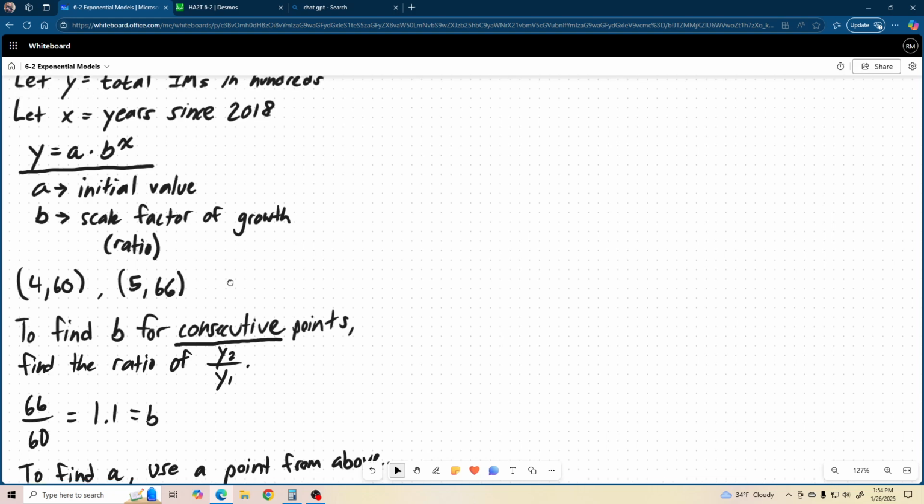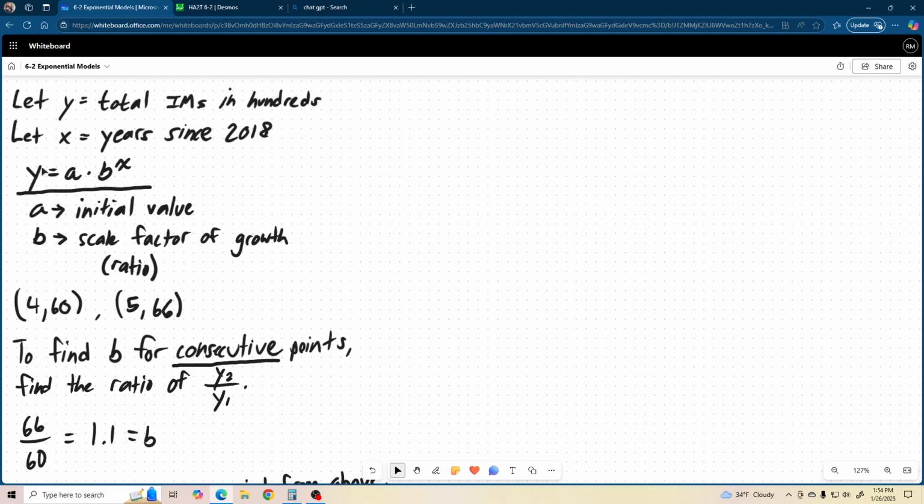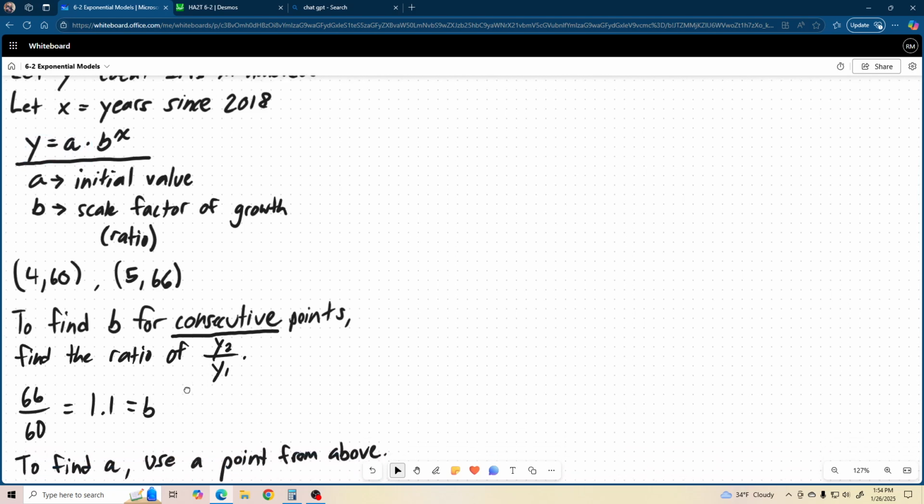So now in order to find a, if I go back up to my initial formula, if I know b, I know an x and a y value, because we have 2 points here. So I can plug in a point for x and y, and that'll give me the ability to solve for a, and that's what we're going to do.